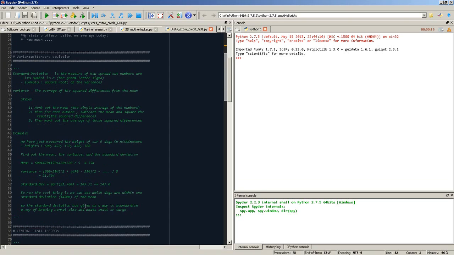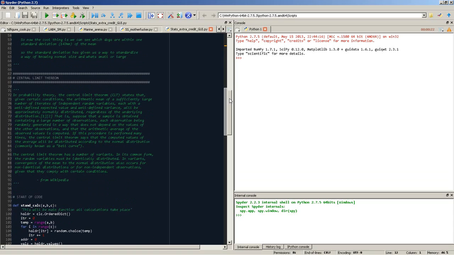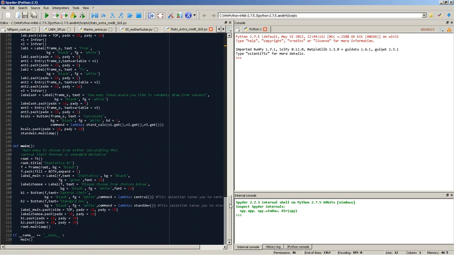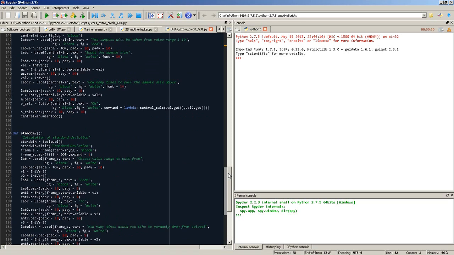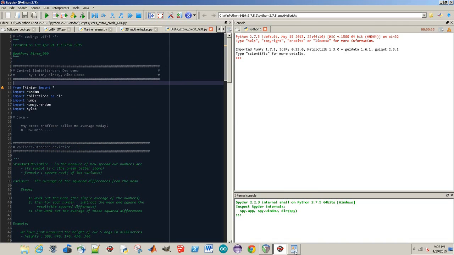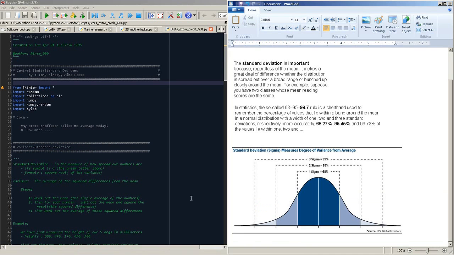I wrote a little bit about standard deviation in the code, a little bit on the central limit theorem right here, and then here's the main part of the code for the GUI. I felt it was important to make a GUI just to visually show the concepts, and I think it drives them home a little better. But standard deviation, let's talk about that real quick.